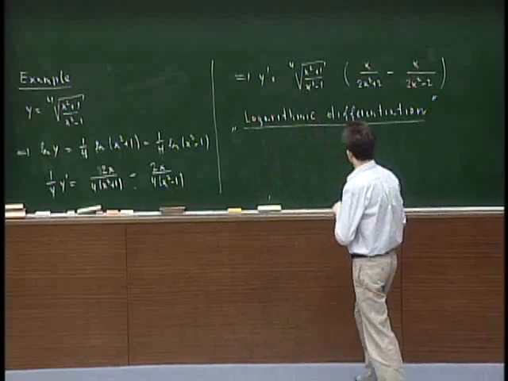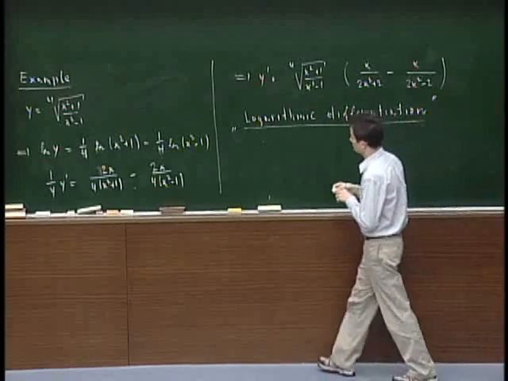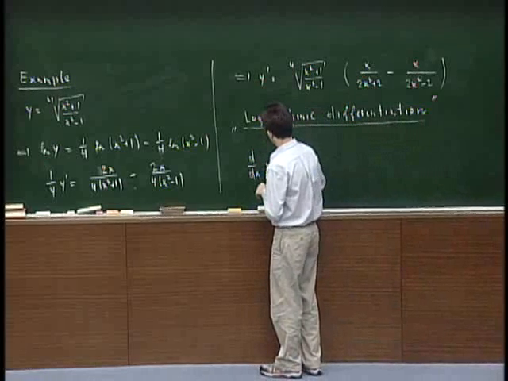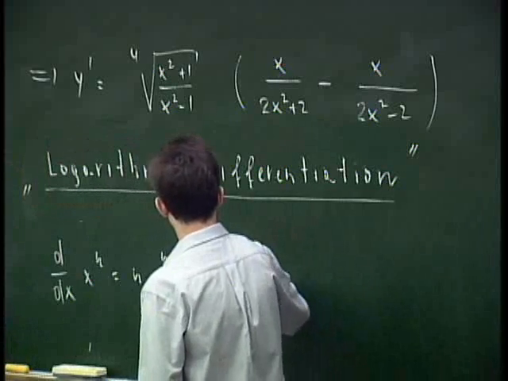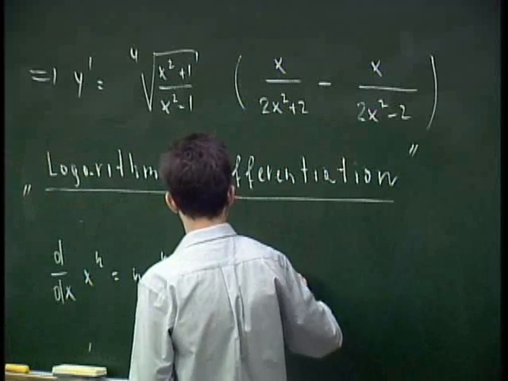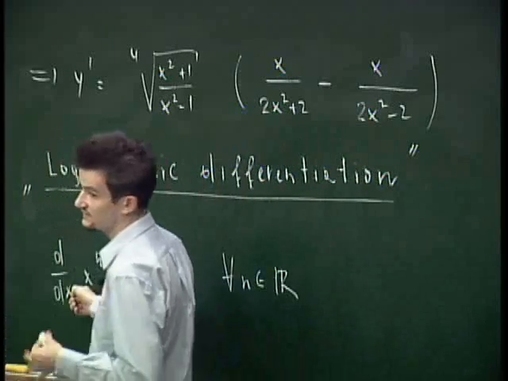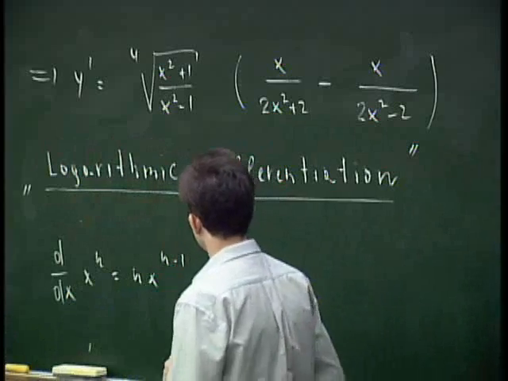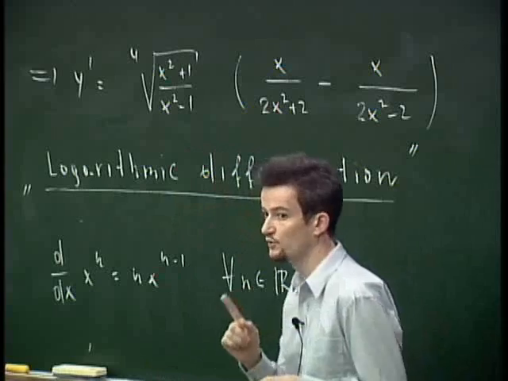Okay, so maybe let's look at an example where we apply this, and this example is the proof of this rule here. The derivative of x to the n is equal to n x to the n minus 1, now for all n real numbers. Sometimes it doesn't make sense here to talk about negative x. Sometimes it makes sense. If this doesn't matter, we get this rule here for all exponents which are real numbers. We haven't proved this yet.